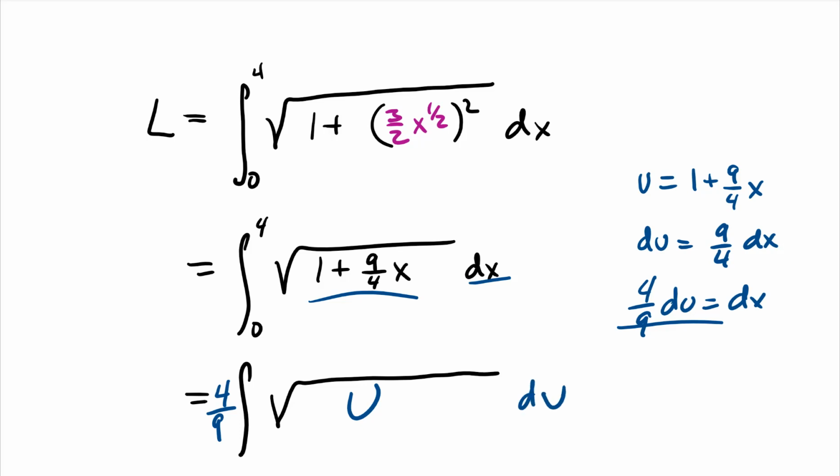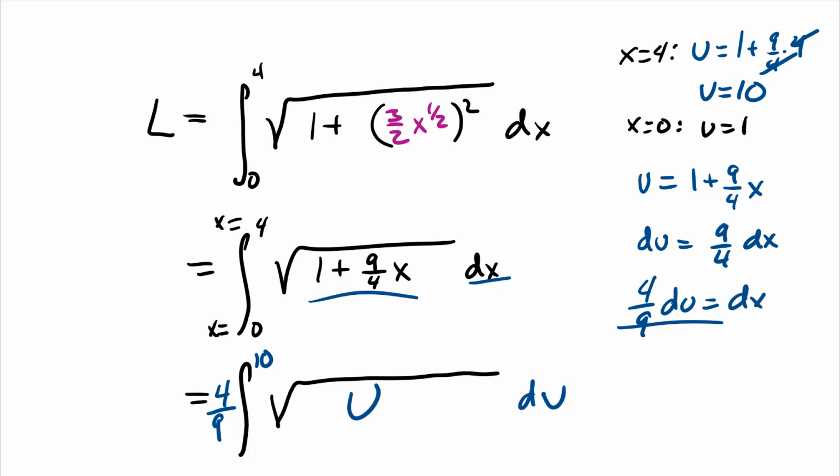Well, now we need to go through and solve. We need to get our new bounds, huh? Because this is all for x equals. We need for u equals. So when x is equal to 4, we're going to get that u is equal to 1 plus 9 fourths times 4. Those just cancel, and we get that u is equal to 10. Next, we have a 0. Oh, zeros are the best. Therefore, u is equal to 1. Stay consistent.